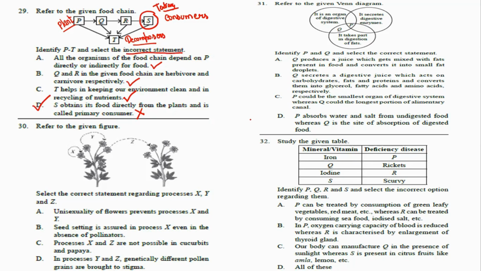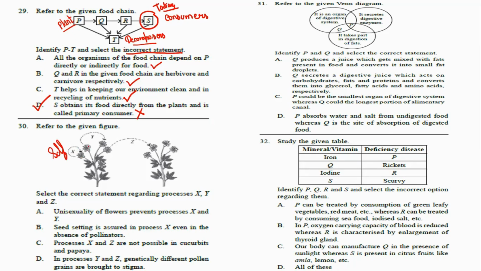Okay, now we come to question number 30. Refer to the given figure. So here we can see this is a picture of pollination. X is going to the flower, this one. So this is self-pollination.